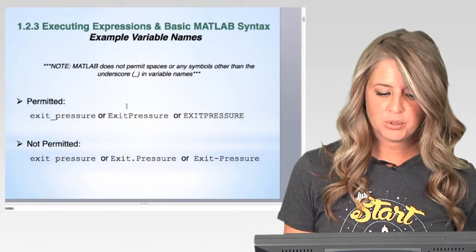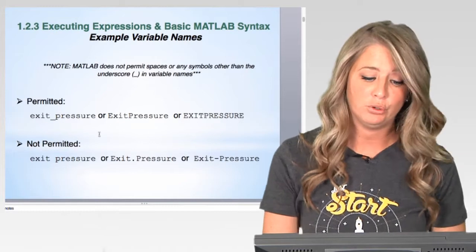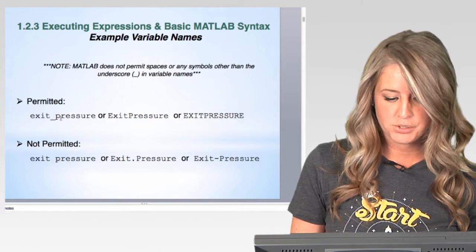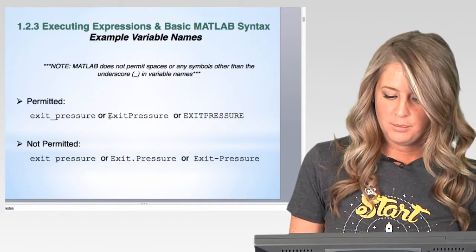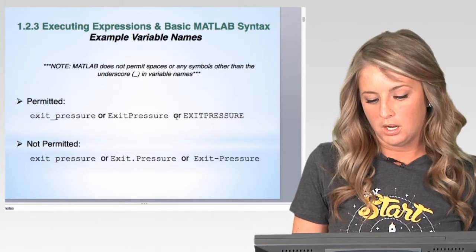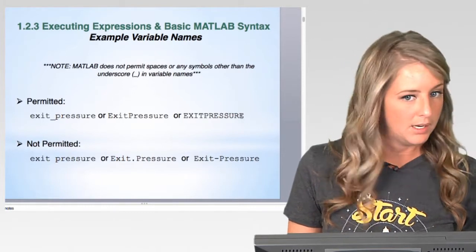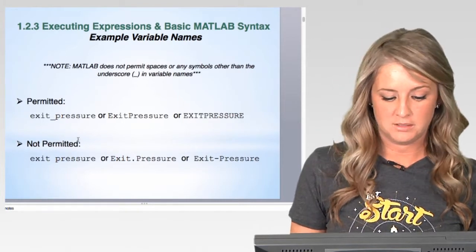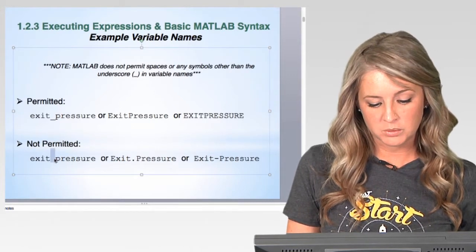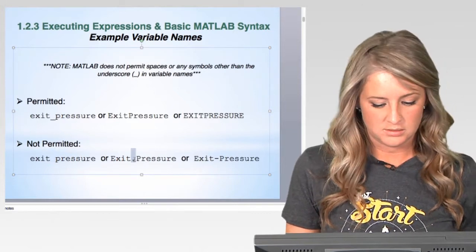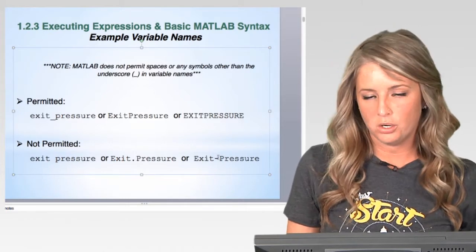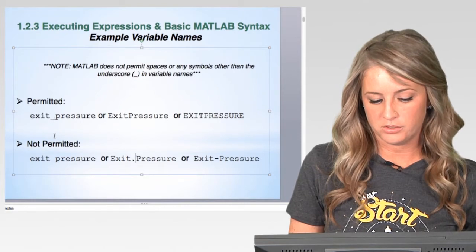Okay, so these are examples of the different types of variable names and how you can format them. I've given examples that are permitted and not permitted. So exit_pressure, again, you have the underscore symbol. You can also use a combination of letter cases, or all lowercase, or all uppercase, whatever your preference is. However, you cannot create variable names that have spaces between them. You can't use a period, exclamation point, anything like that, or hyphens. Again, no other symbols are permitted except for this underscore here.